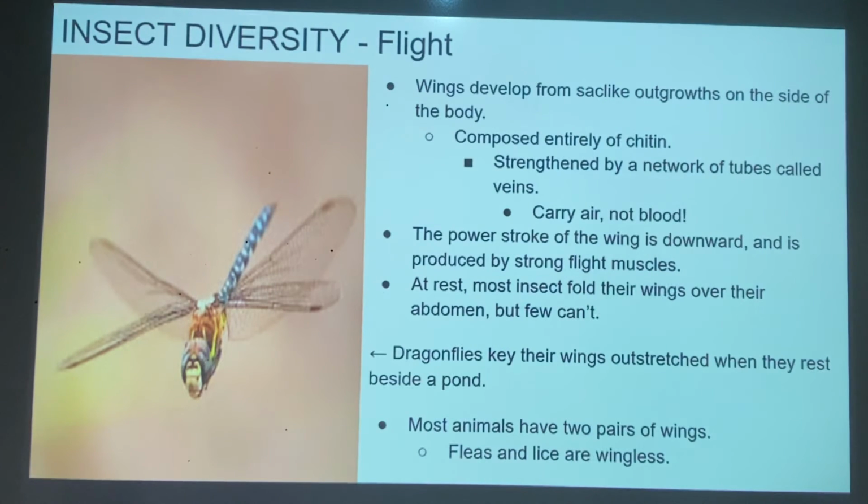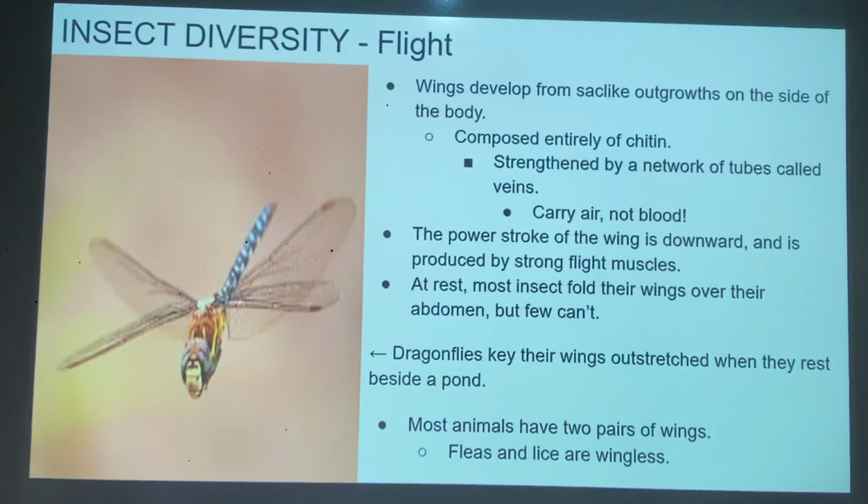And so the wings, when they develop from an organism, are going to come from a sac-like growth on the outside of the body, composed entirely of chitin, which is just a very thick protein. It's very, very strong, and it's strengthened by a network of tubes called veins. They actually carry blood and not air, which is why insects are able to fly so high and so fast.